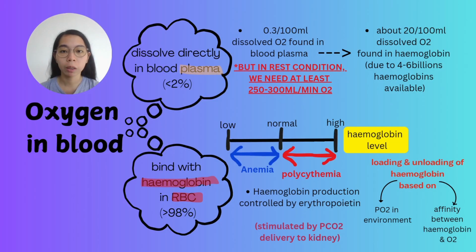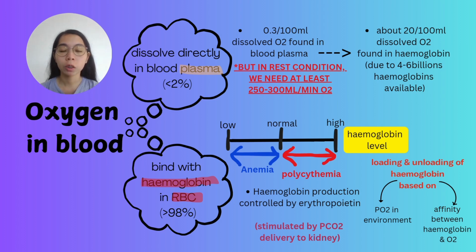Last but not least, we will talk about the oxygen composition in our blood. Less than 2% of oxygen will dissolve directly in our blood plasma, while more than 98% of the oxygen will bind with hemoglobin in red blood cells. There is 0.3 per 100 milliliters of dissolved oxygen found in our blood plasma. However, in the resting condition, we need at least 250 to 300 milliliters per minute of oxygen. Therefore, about 20 per 100 milliliters of oxygen will be found bound to hemoglobin.